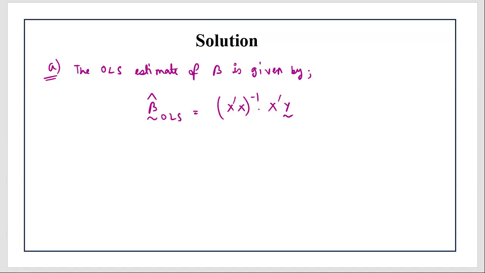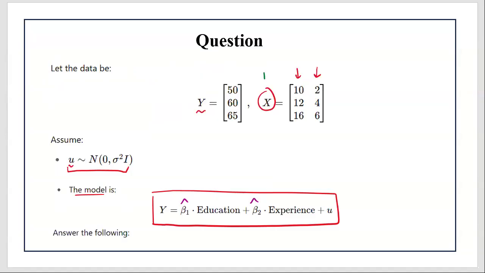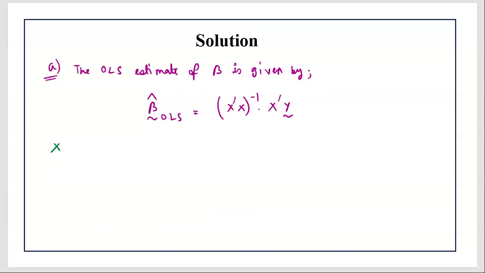Now this X matrix, the design matrix, is given to us. All we need to do is calculate this thing. So firstly, find out what X prime X will be. X prime means X transpose. If you transpose the given matrix, 10, 12, and 16 will come here, and here you will have 2, 4, and 6. Transpose means convert the rows into columns and the columns into rows, nothing else.